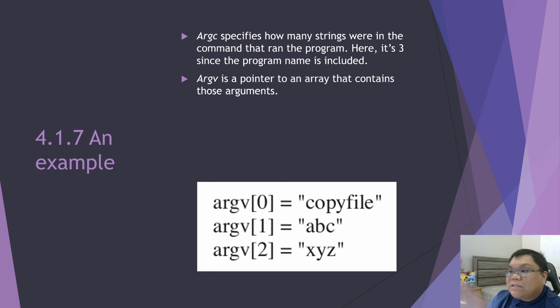So argc specifies how many strings were in the command that ran the program. So if we type in copy file abc xyz, there are 3 strings. That is copy file, abc, and xyz. abc is the source file name specified by argv1. xyz is the destination file specified by argv2. So argv, as I said, is just a pointer to an array that contains those strings. So copy file, abc, and xyz.